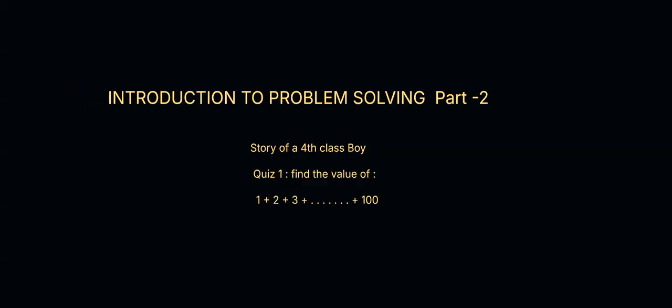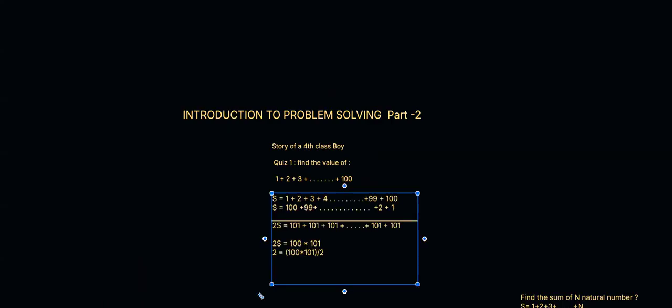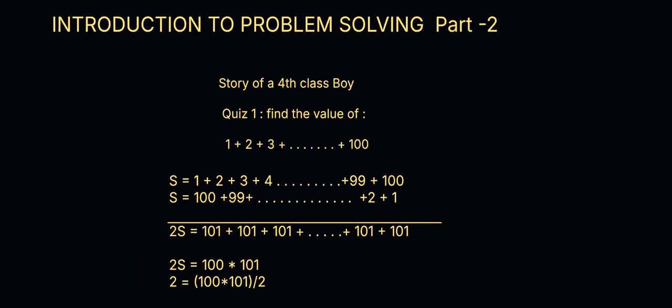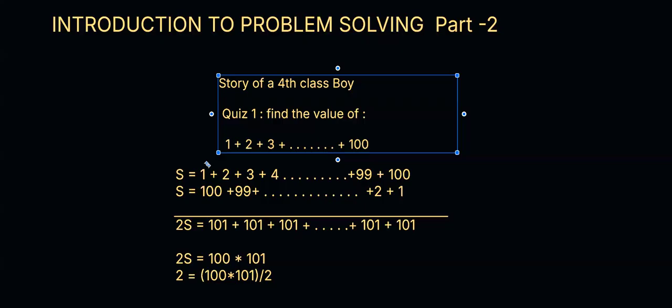What he did, he first just reversed the given n numbers, and then summed them with the given numbers. For example, first he noted 1, 2, 3, 4, 5 to 100, and then he wrote 100 in reverse order, 100, 99, 98 to 1. Okay, and he got a sum, you can say 2s is equal to 101, 101, 101.